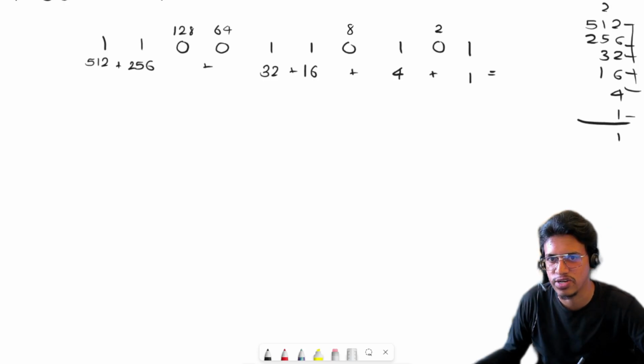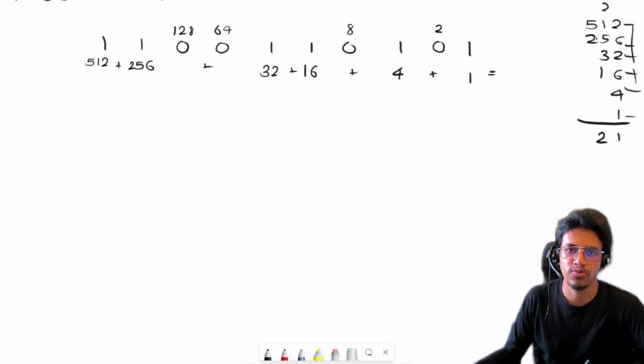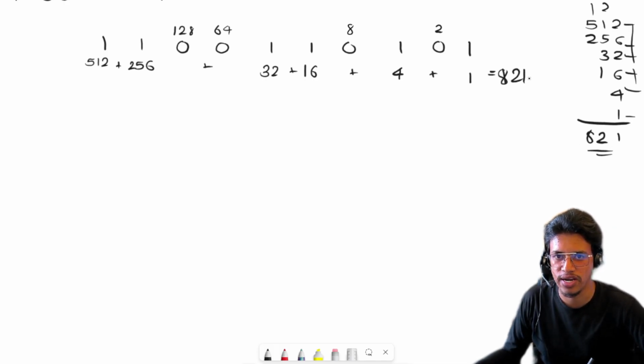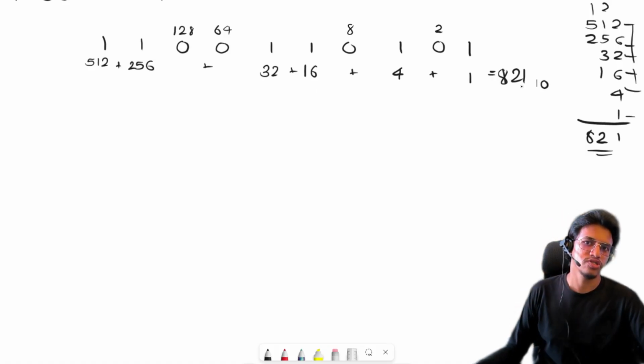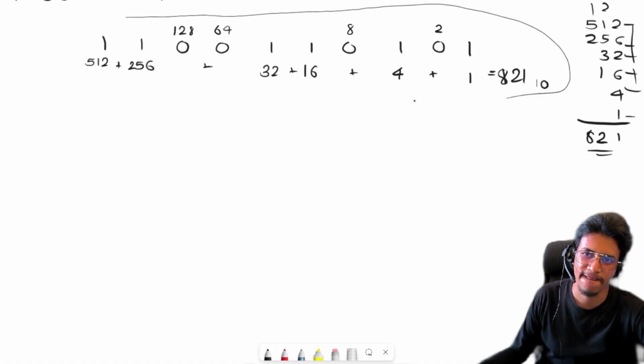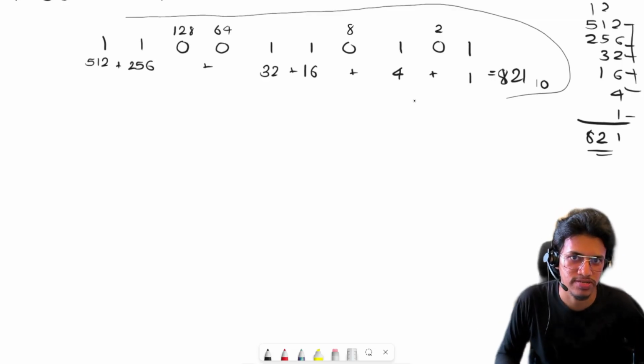1 carry the 2, 2 plus 1 plus 5 is 8, 8 plus 3 is 11, 11 plus 1 is 12, 2 carry the 1, 8, 821. So this value is 821 in Denary. So this is basically, let's call it the shorter method, right?